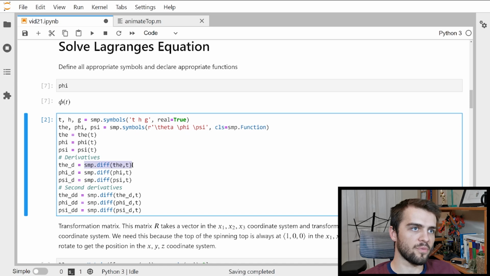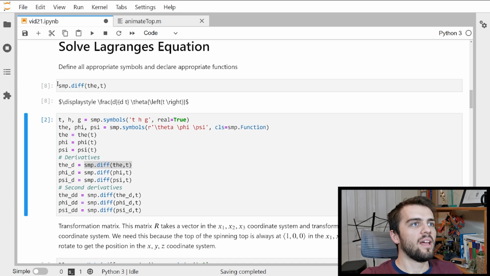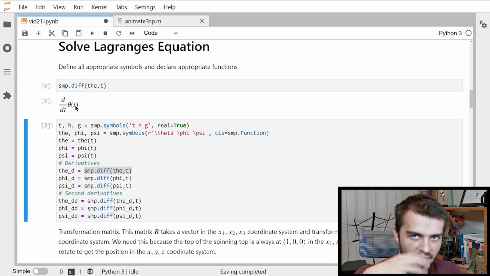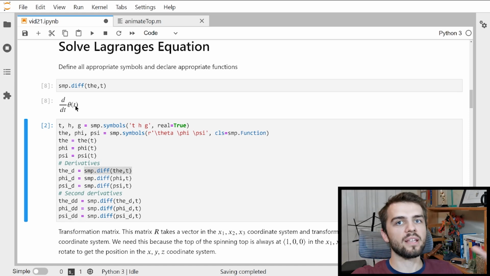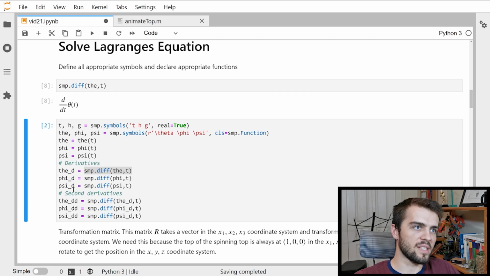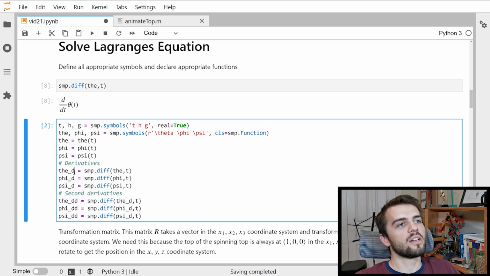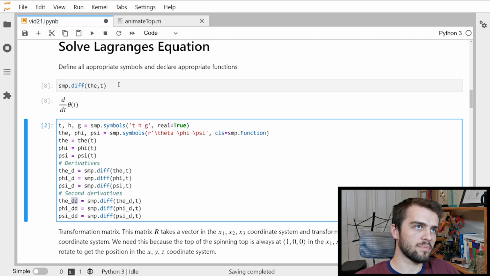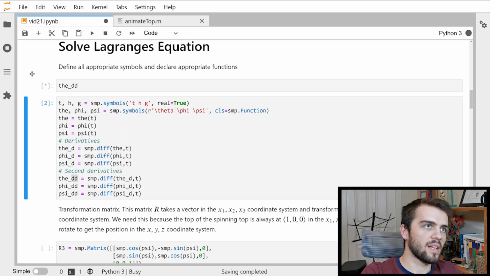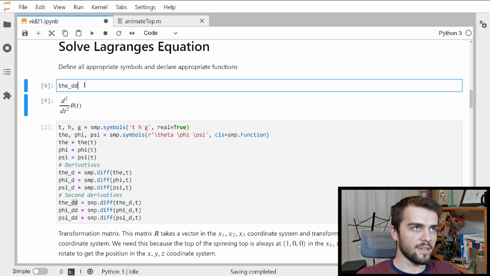So I say simp.diff theta of t, and I get ddt of theta. So again, I can keep track of things, and once I start plugging things into expressions, it will keep track of things like this. And I define the second derivatives as well. So underscore d just means one derivative, and underscore dd means the second derivative. So if I look at theta dd, it's the second derivative of theta.